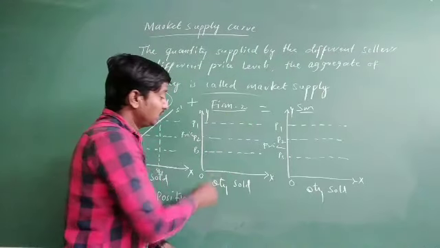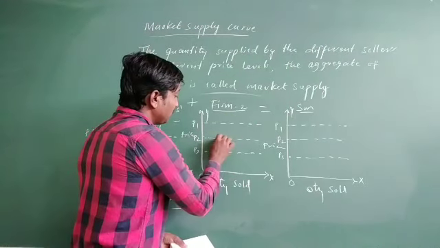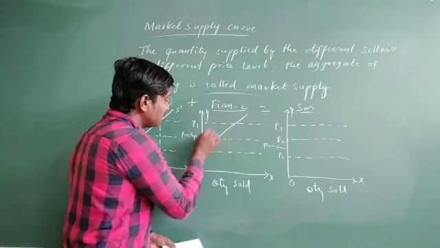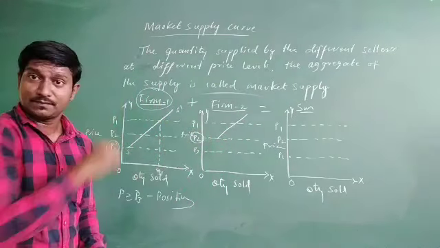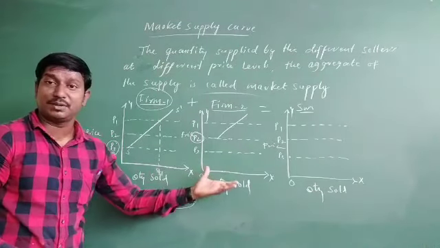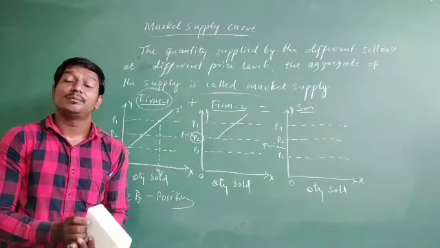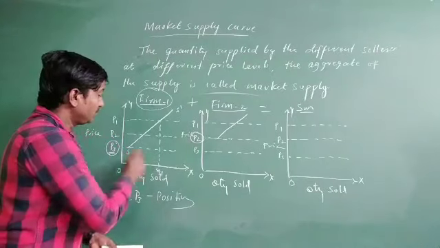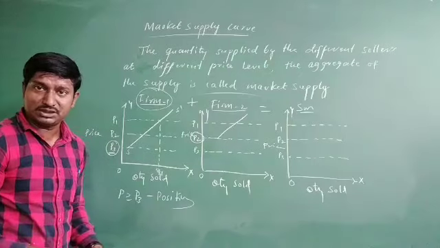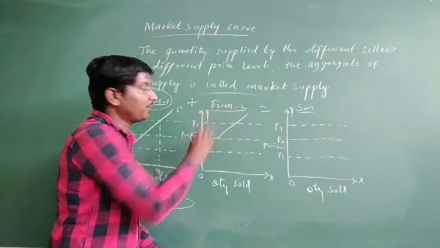Coming to firm 2 here. So here firm 2 supplies only when the price is over and above P2. So here we can't say that all the sellers or the firms have to sell at the same price. No, it depends on the behavior of the firms. So here firm 1 may sell if the price is more than or equal to P3, but it is not so in case of firm 2.